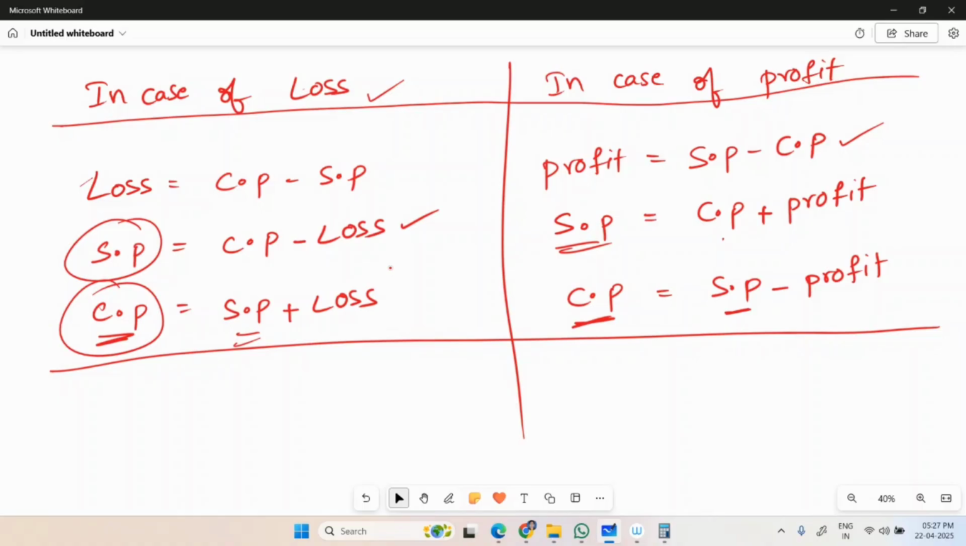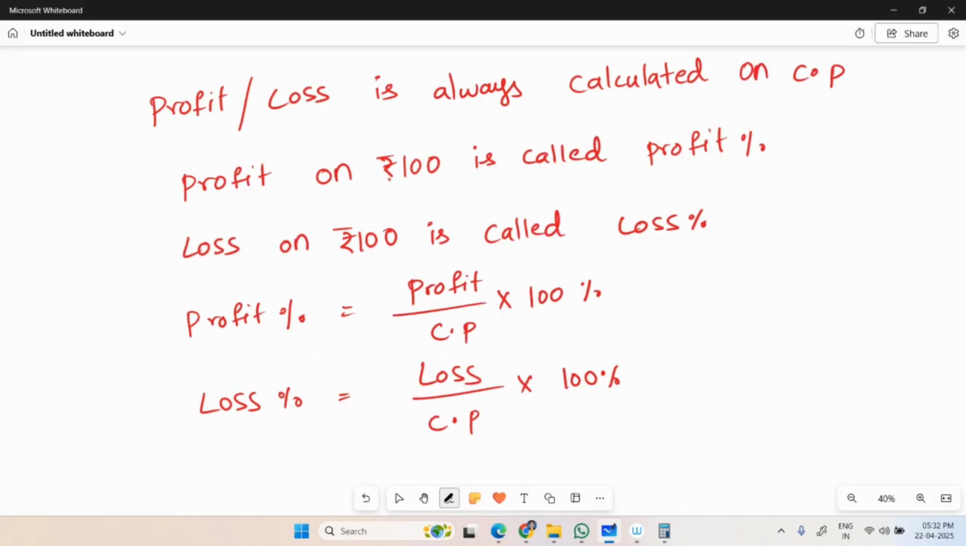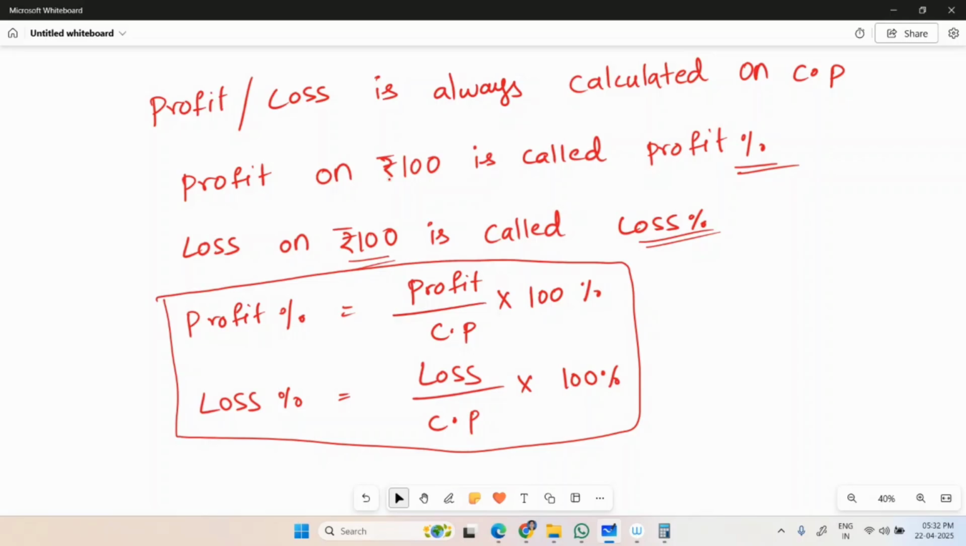Now, let's learn how to find out profit percentage and loss percentage. Profit or loss is always calculated on cost price only. Profit on 100 rupees is called profit percentage. Loss on 100 rupees is called loss percentage. And always remember that the profit percentage formula is profit by cost price times 100 percent, whereas the loss percentage formula is loss by cost price times 100. Based on these two formulas, we will solve the questions on profit percentage and loss percentage.